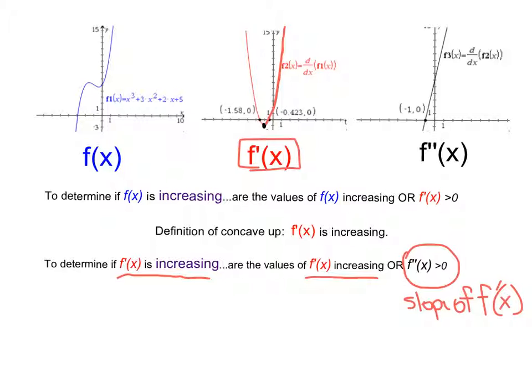So if you look right here in this interval, from 1 to infinity, we can see that f double prime is greater than 0. So we can also say f prime of x is increasing if f double prime is greater than 0. Because honestly, the definition of concave up is that the derivative of x is increasing.